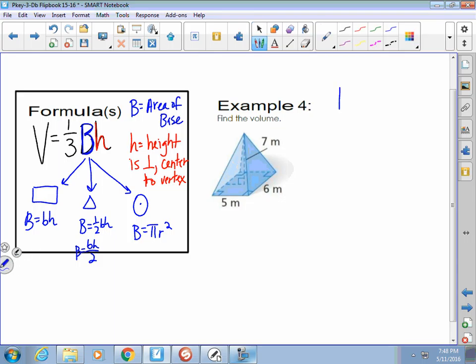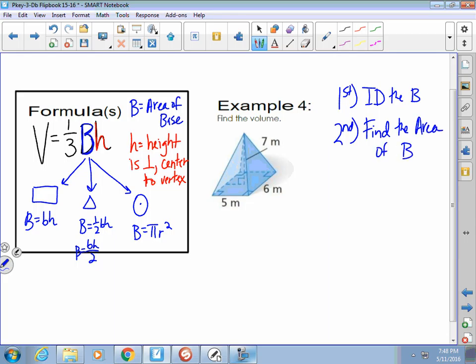The first thing, like always, is we need to identify the B. And then we're going to find the area of that B. I'm hoping you see our base to this rectangular pyramid is right here. Our base times height would be our 5 times 6. So we have 30 meters squared.